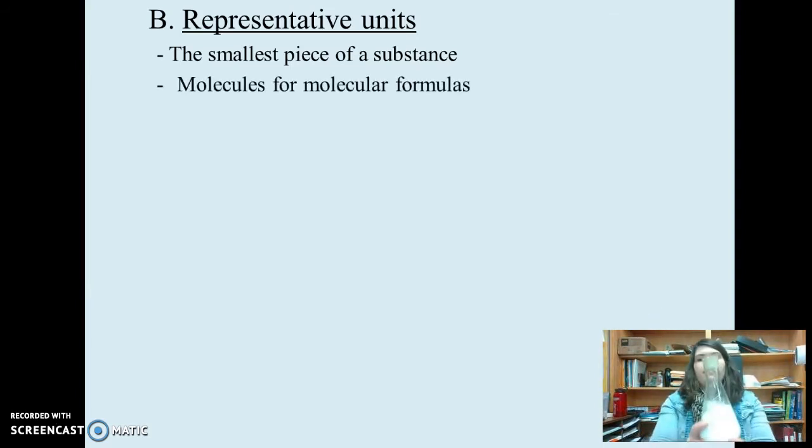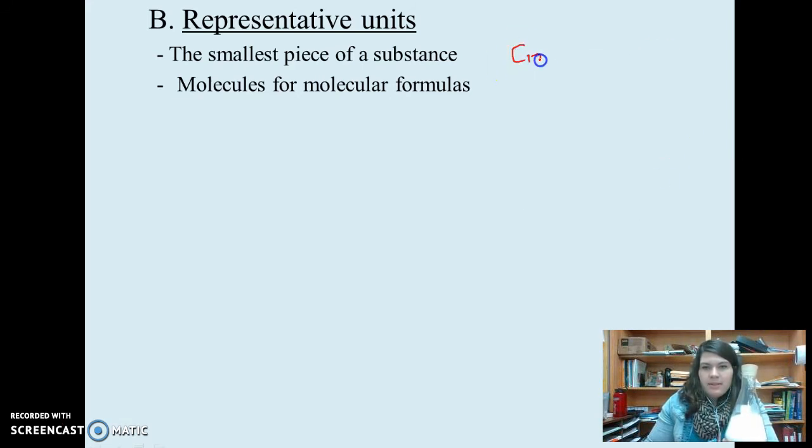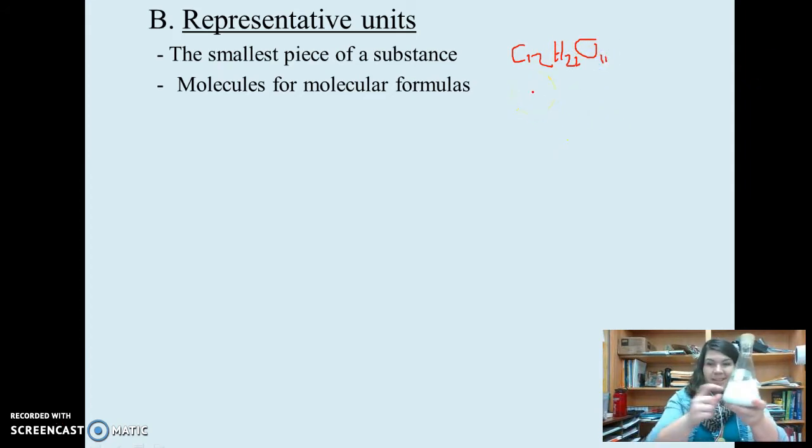Molecules, that's what sugar is. It's a molecule, and the formula for sugar is C12H22O11. So let me put that up here really quick. Okay, this is a mole of sugar. That's a big molecule. That's 12 carbons, 22 hydrogens, and 11 oxygens that make up just one molecule.